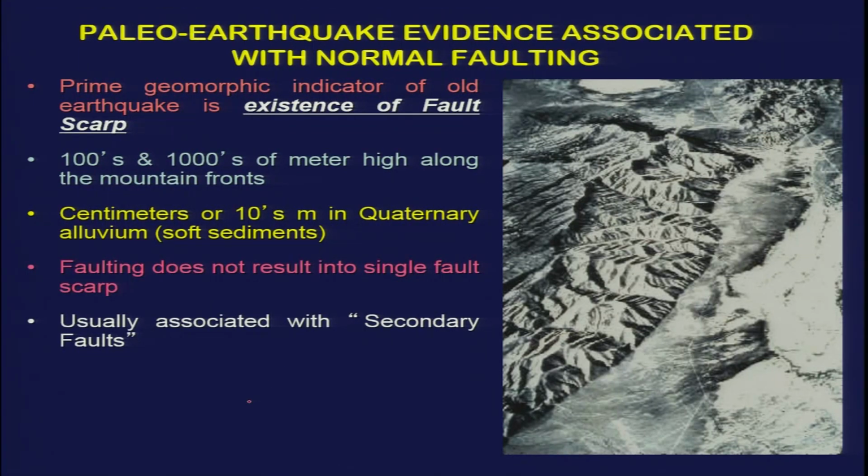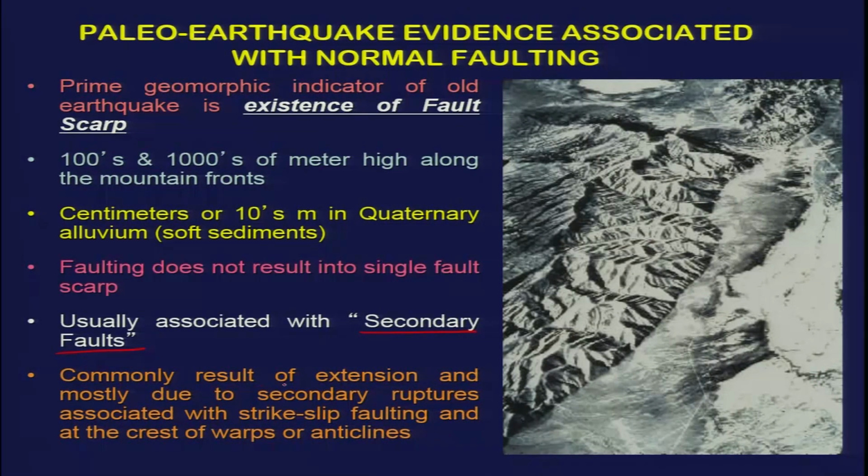Okay. So for example, I am just drawing, in case you take a fold, then the associated faulting you may see at the crest part, and that will be your extensional faults, and those will be considered as secondary faults. And one example we also looked at from the Great Rann of Kutch, where we saw the secondary faulting in the young sediments.